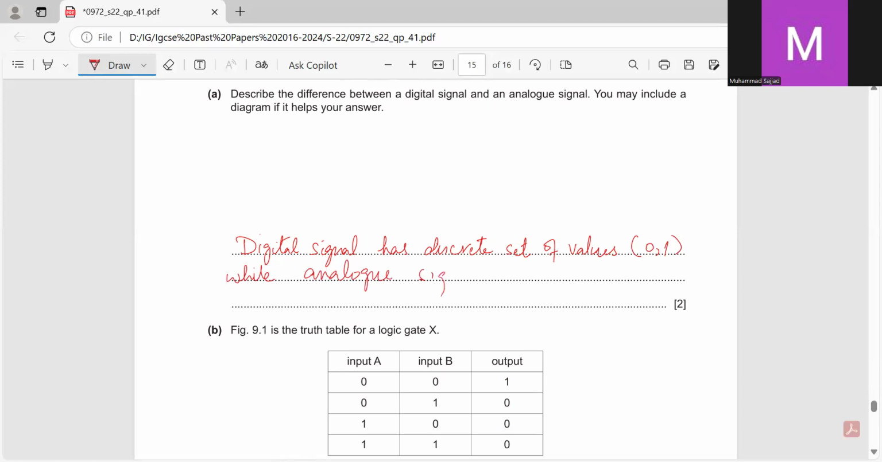analog signal has continuously varying signals or values. Continuous signals or values.